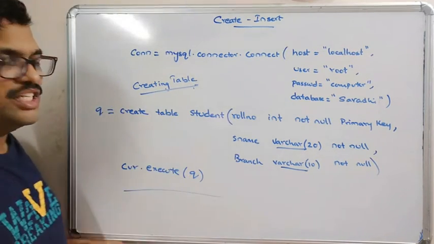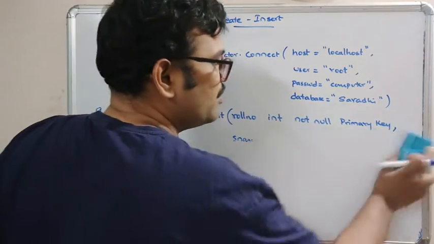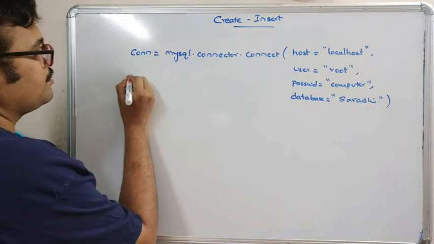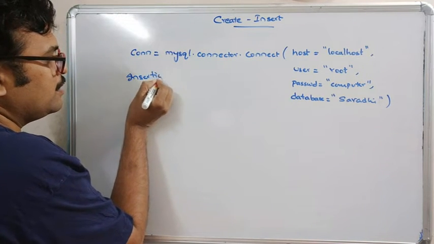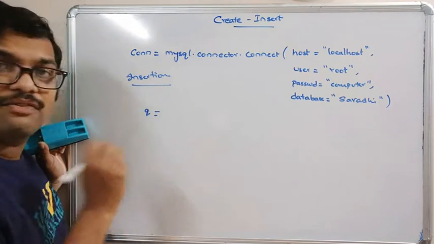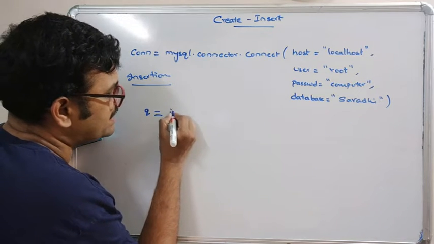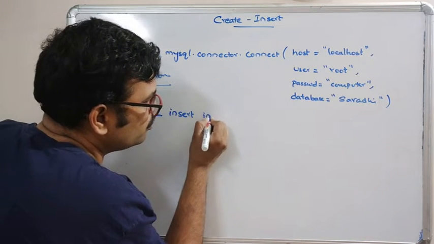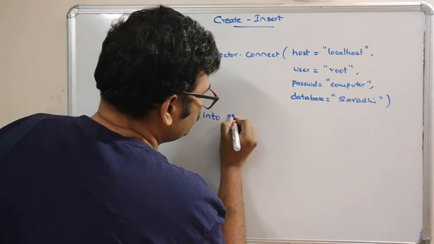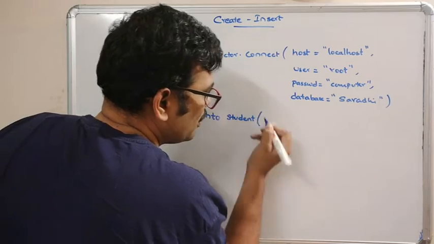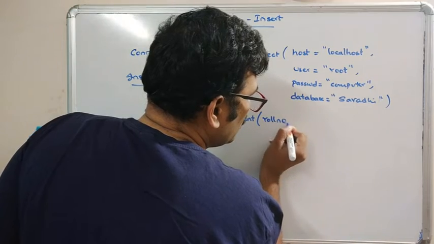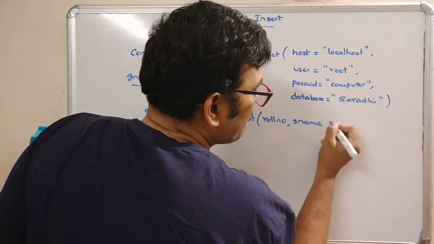Now, once the table is created, how to insert the values into a table? Insertion. So q is equal to, write the query one time: insert into table name. What is the table name? Student. Write down the columns in order. The first one is roll number, name, branch.